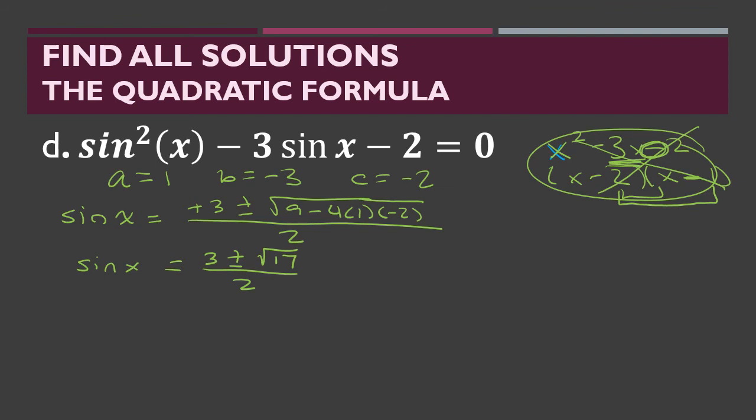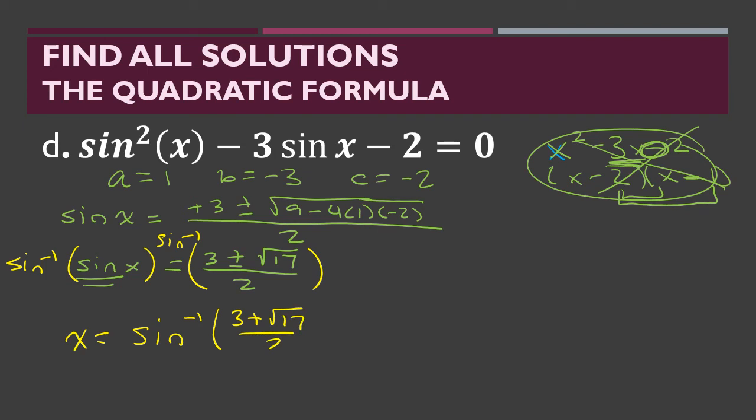So I am looking at that, and at this point you can put it in the calculator, or you can just leave this at this point. So if I solve for x, I'm going to have to get rid of this sine right here. We have learned in a previous unit that in order to undo sine, we need to take the sine inverse of both sides. So really x is going to equal the sine inverse of (3 plus the square root of 17) over 2. And x is going to equal the sine inverse of (3 minus the square root of 17) all over 2.